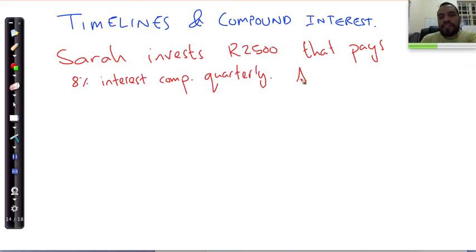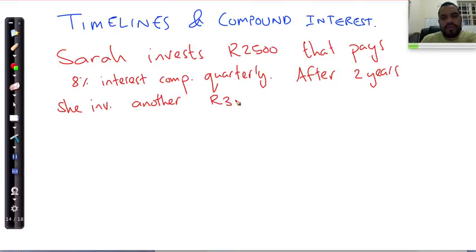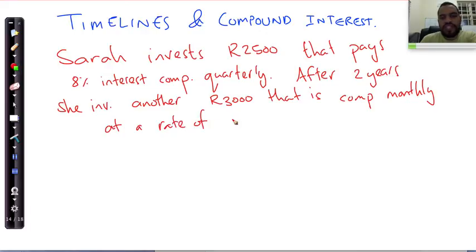After 2 years, she invests another 3,000 Rand, or an additional 3,000 Rand, that is compounded monthly at a rate of 12%.